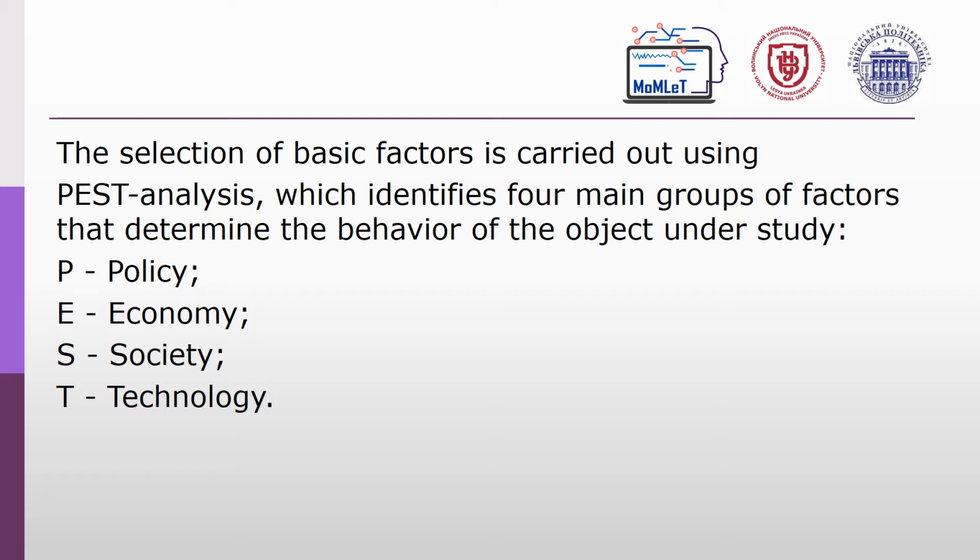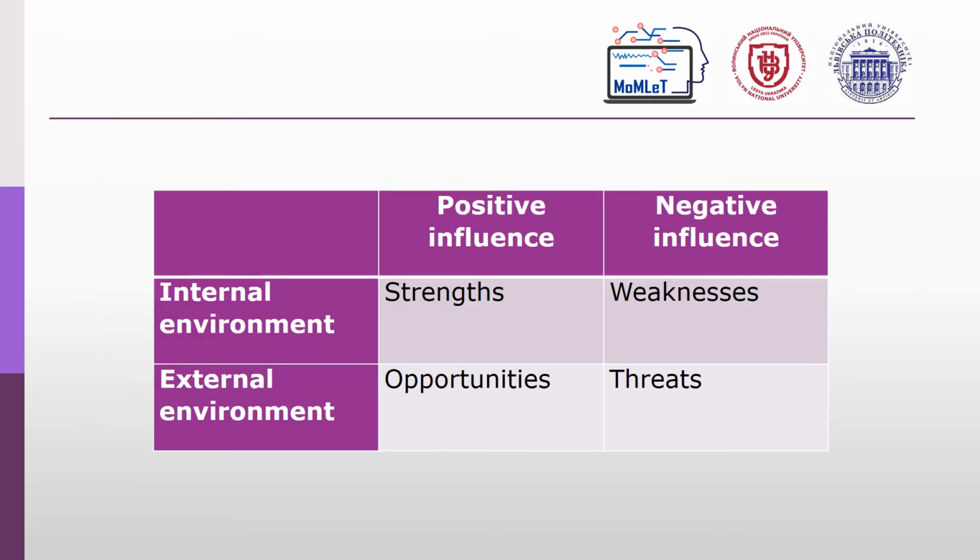The selection of basic factors is carried out using PEST analysis, which identifies four main groups of factors that determine the behavior of the object under study. P means politics, E economy, S society, T technology. A similar approach is well known in the socio-economic sciences. Such analysis can be considered a variant of system analysis, as the factors related to these aspects are closely interrelated and characterize the various hierarchical levels of society as a system.